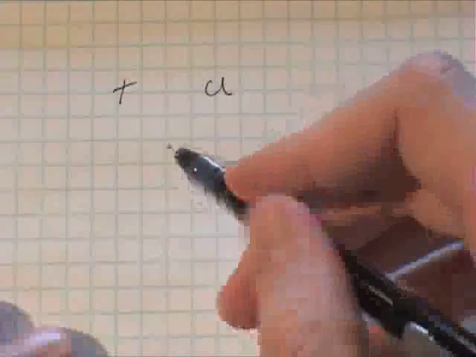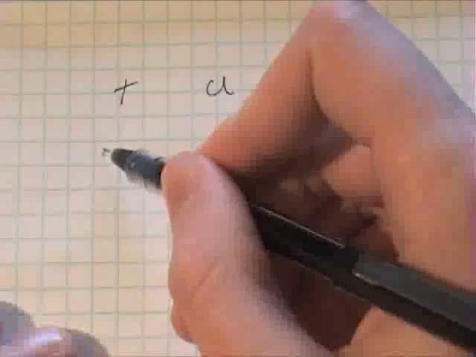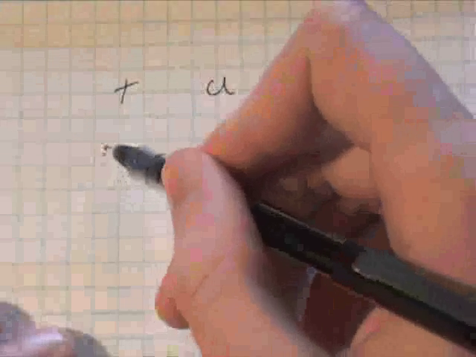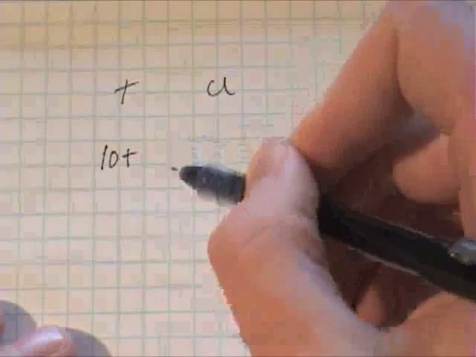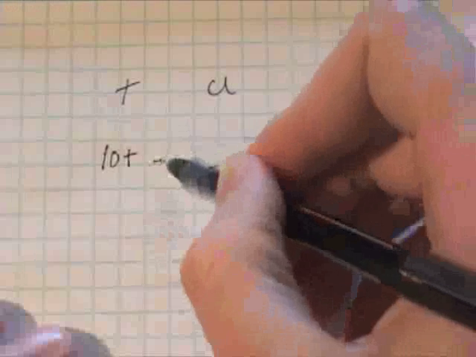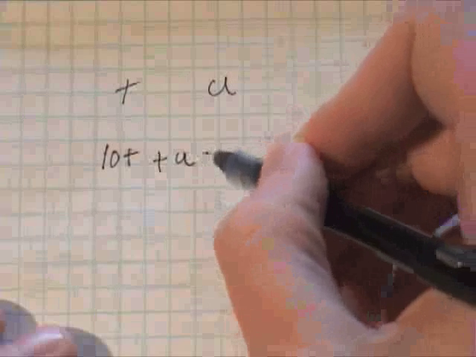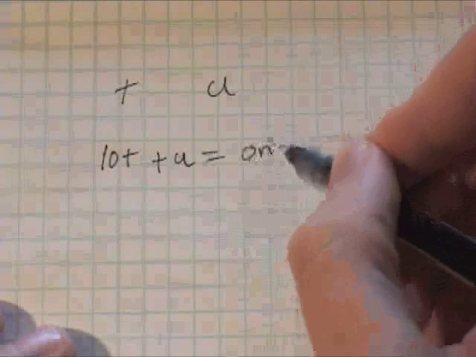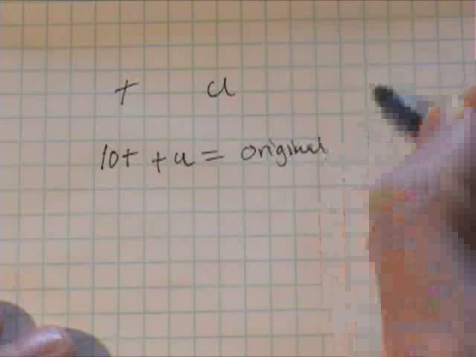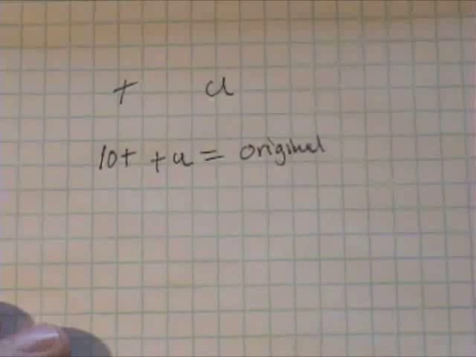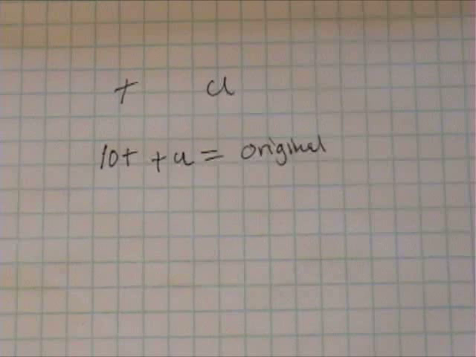So with the tens, generally if you're talking about the original number, which is these added together, you're going to put a 10 in front of t, because that's the tens place, okay? And then you just have u by itself, and this should equal your original numeral. So let's look at problem number 1 on page 28.